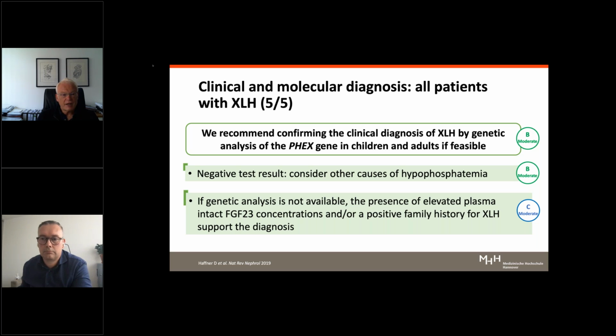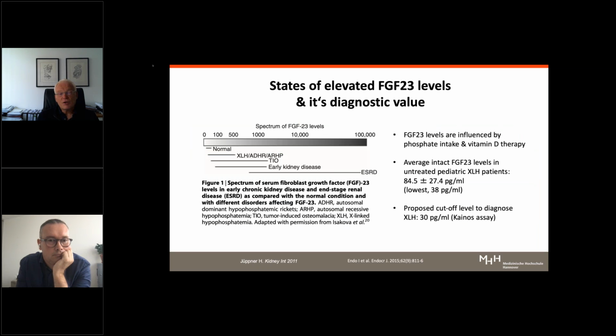If you have no genetic analysis available, you may perform checking of FGF23 levels, so in case they are elevated, or if there's a positive family history for XLH, you may support the diagnosis of XLH. It's usually elevated, FGF23, but it's markedly influenced by other factors, for example, by anemia, or also by phosphate intake and vitamin D therapy. So if a patient is already on treatment, you cannot trust FGF23 levels. You may have to stop it for at least 2 weeks.